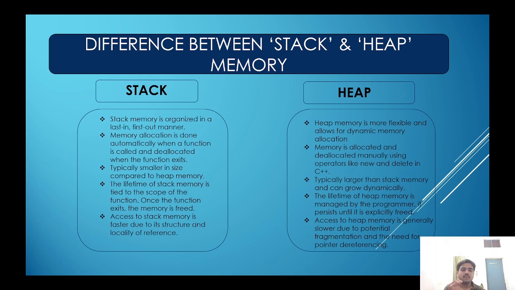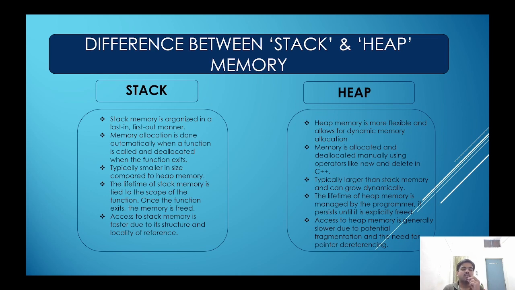Now the second point of difference is that memory allocation is done automatically when a function is called and deallocated when the function exits. But in heap, memory is allocated and deallocated manually using the operators like new and delete. So in stack, being an organized form of memory, the process of allocating and deallocating is much faster, and hence it is done automatically by the compiler when the function is called. But in case of heap memory, as its size varies, we need to call it using the new function and define its size, and then we need to use the delete function to deallocate it.